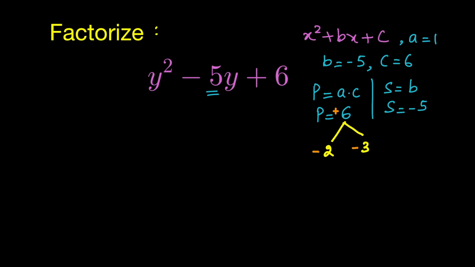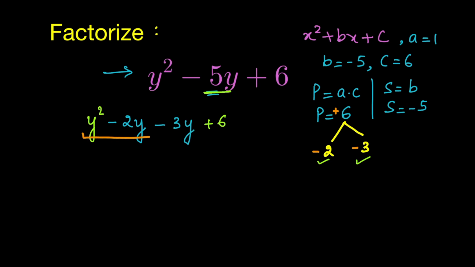So we write y square first, and then we write +6, and for the middle one we write with the help of these two. We write it as -2, and what is the variable in the question? It is y, so -2y and -3y. Now after this we underline the pairs.